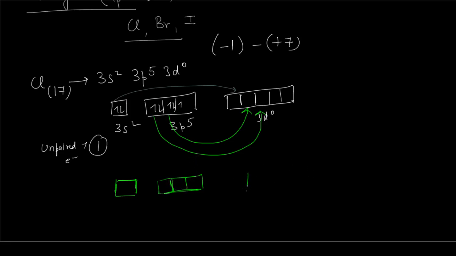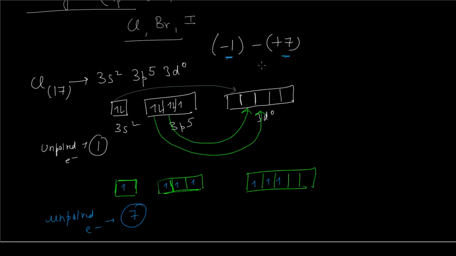A maximum number of unpaired electrons that you can get is, one here because it gets unpaired, this also gets unpaired, then one here, then one already unpaired, one here, and one here. So 1, 2, 3, 4, 5, 6, 7. So unpaired electrons in excited state is 7. So here you can see that it can go from any number from -1 to +7.